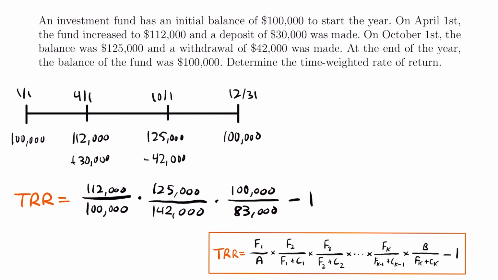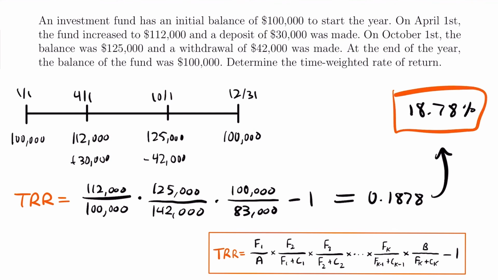And so now we have 3 fractions that represent the 3 parts of this year. And so we are compounding the returns over these successive parts of the year. And so then we can subtract 1 to finish off this calculation. Okay? And so if you were to plug all of this into your calculator, you would multiply these fractions together and then subtract 1, you would find that the time-weighted rate of return is equal to 0.1878, which would be the same as 18.78%, right? That would be the time-weighted rate of return for this scenario.